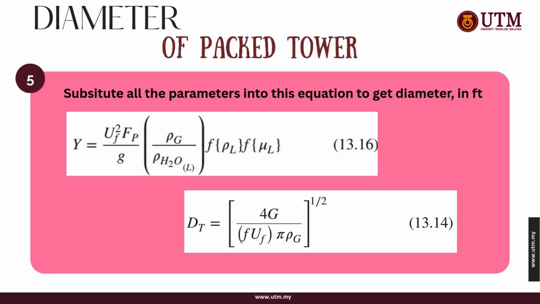So in summary, both tray and packed towers rely on avoiding flooding. So we calculate a flow ratio parameter, find the flooding velocity, and finally use that to find the diameter. The main difference lies in the type of flooding correlation used, which is graph based for the tray and Leva based for the packed tower.